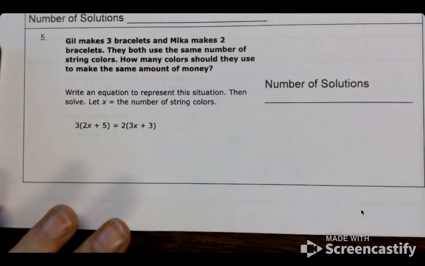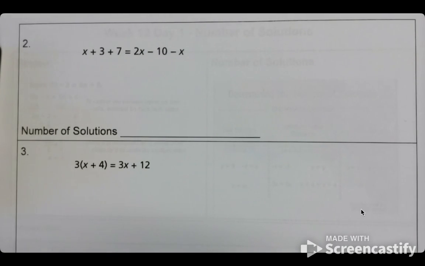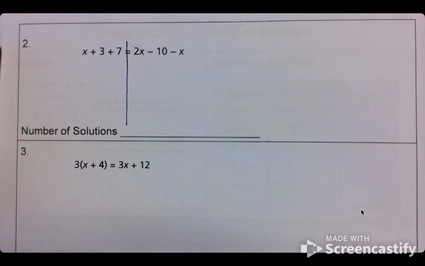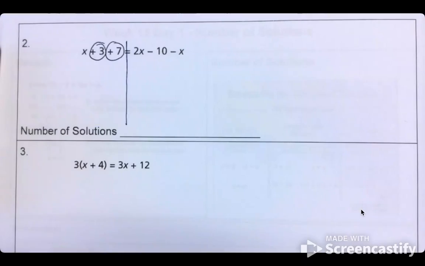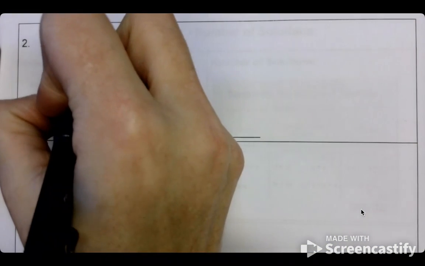All right. So we're going to do the same thing here. Let's start with our line. On this side, is there anything that's in the same tree? Yes. So we have our 3 and our 7, which gives us 10. And then I'm going to bring down my x.